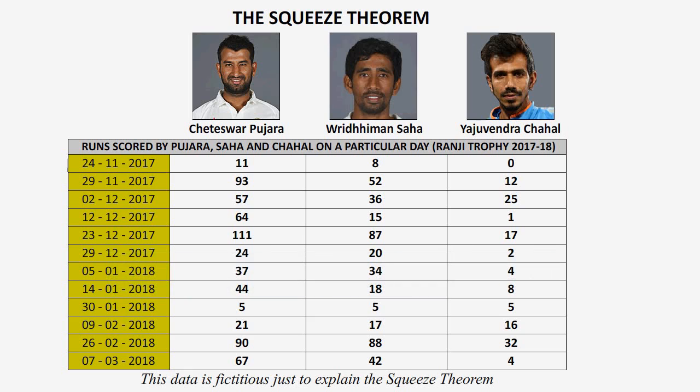Now suppose on the 30th of January last year, both Pujara and Chahal scored 5 runs each. So how many runs did Saha score on that very day? This is indeed a very easy problem, and the answer is that Saha also scored 5 runs on that very day. This is because Saha hasn't scored more than Pujara, nor did Chahal score more than Saha. Their scores therefore were equal, such that it satisfied all the conditions.